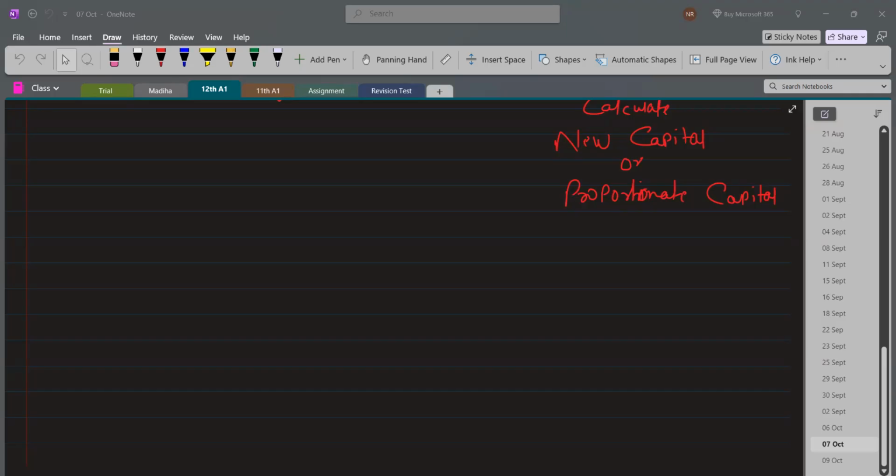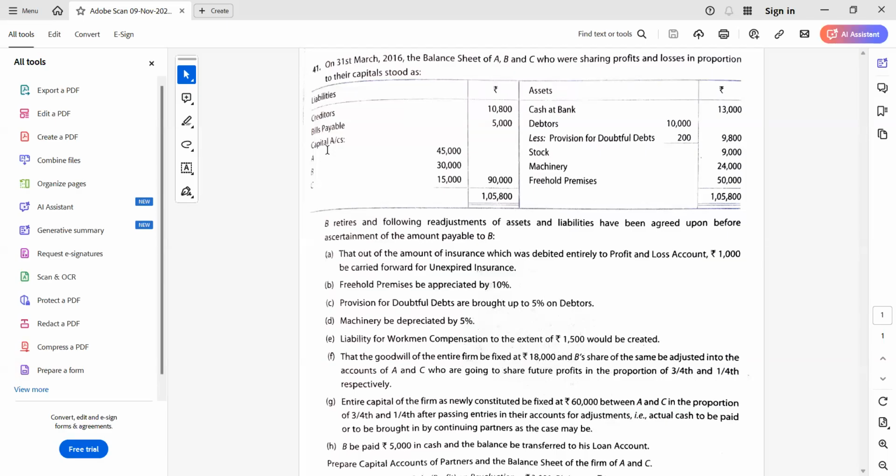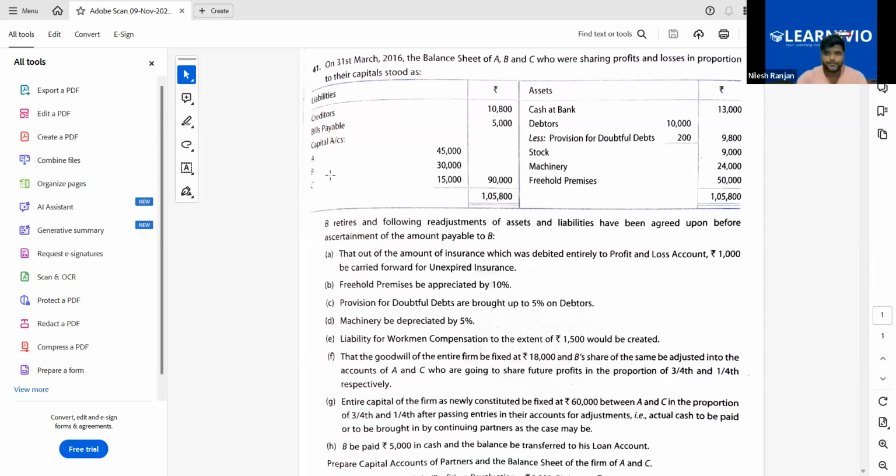Okay, so here is the question I'm sharing with you. This is the first case, question number 41. On 31st March 2016, the balance sheet of A, B, and C, who were sharing profit and loss in proportion to their capital, stood as: creditors 10,800, bills payable 5,000, capital accounts of A, B, and C 45,000, 30,000, and 15,000. Cash at bank is already given here, debtors, provisions, stock, machinery, freehold premises.